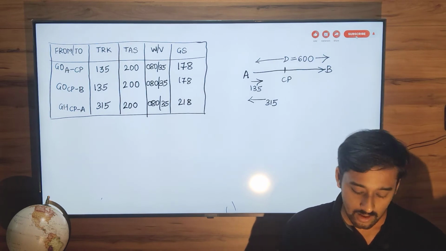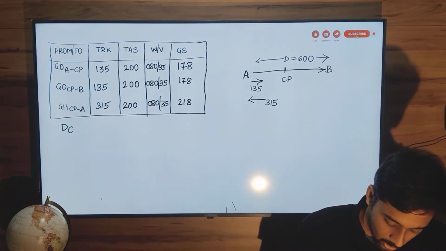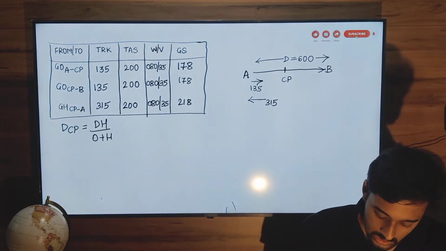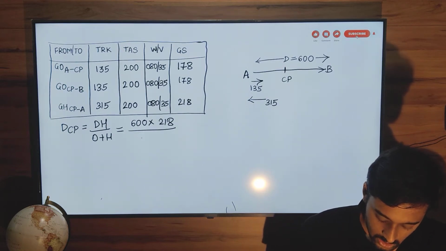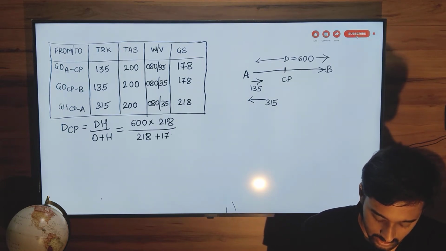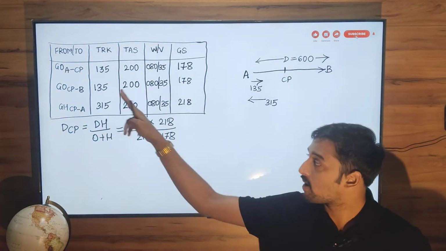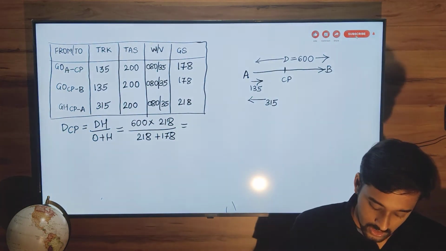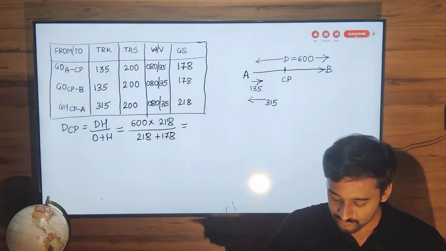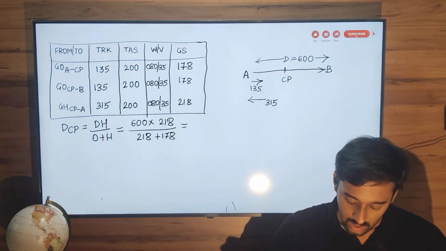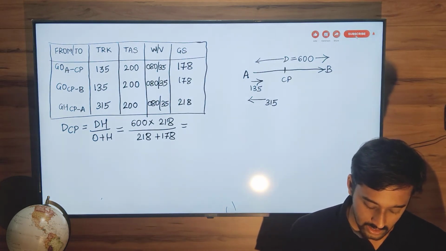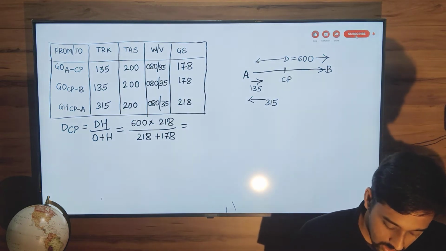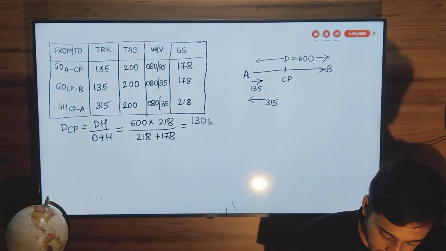With this table complete, now let's use the formula. Critical point is equal to D times H over O plus H. So total distance is 600. Homebound speed is 218. So 218 plus 178. Outbound speed is CP to B outbound speed, 178. So now you multiply that. After multiplying, you will get 600 into 218, 130,800.